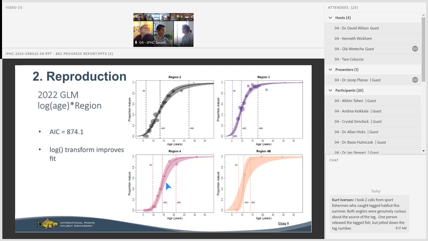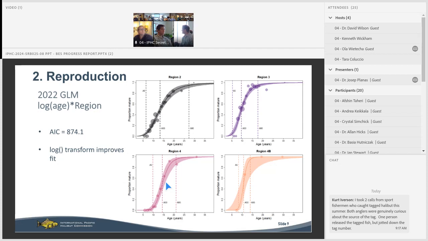These next two slides are the figures that I presented at SRB025 in June, just to give background information. We were comparing GLMs and GAMs, with a log transformation of age by region. This is the output for the GLM, and you see four plots by region. The data on these plots is binned, and the dashed lines indicate age at the proportion of 5%, 50%, and 95%, giving a visual estimate between the regions.